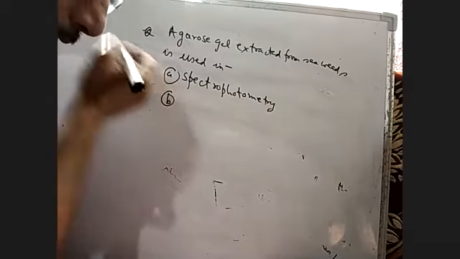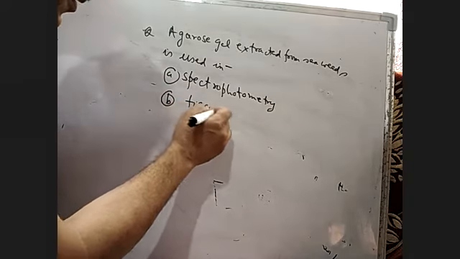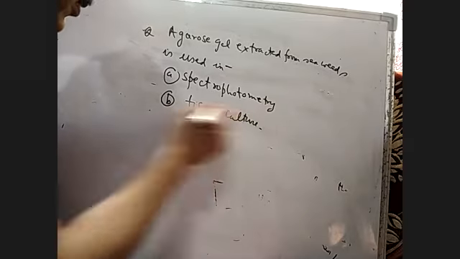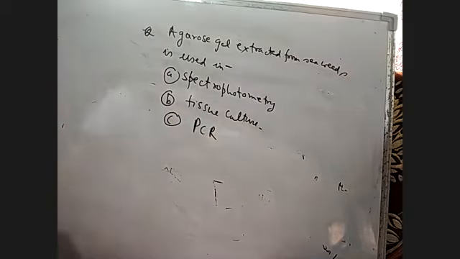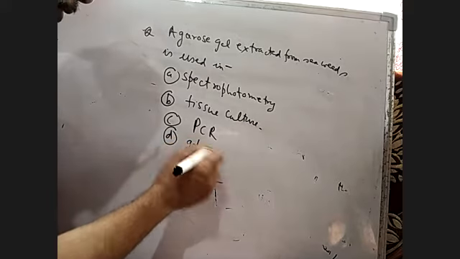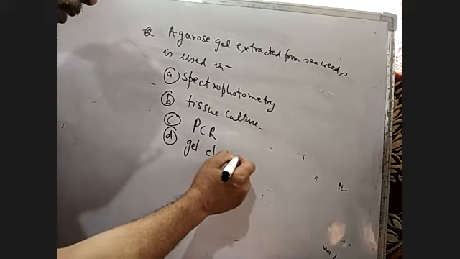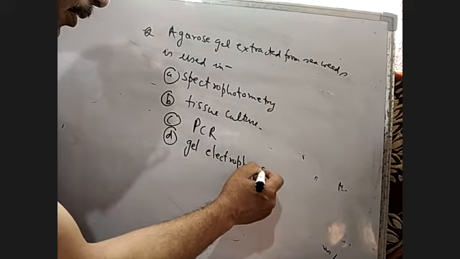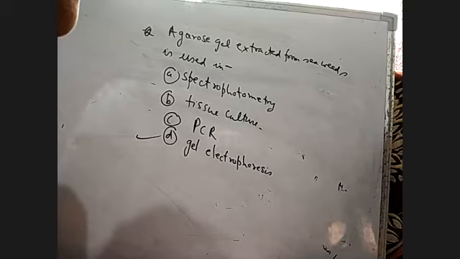Number B is tissue culture. C will be PCR, the polymerase chain reaction. And D will be gel electrophoresis. The answer will be gel electrophoresis, because agarose is extracted from seaweed and is used in gel electrophoresis.